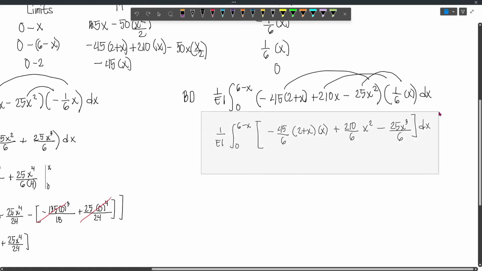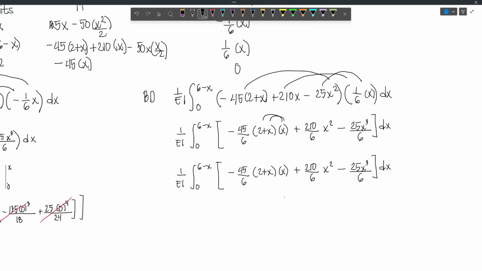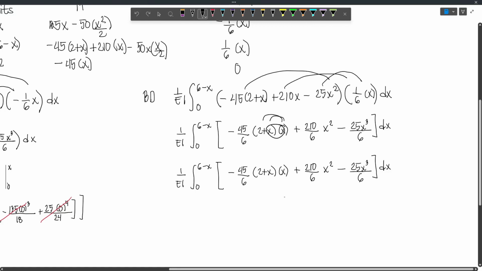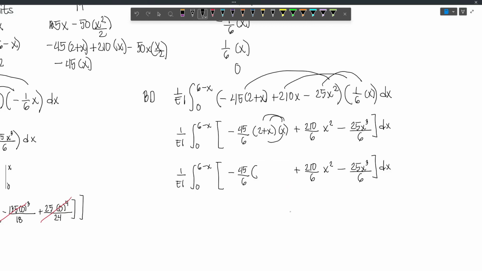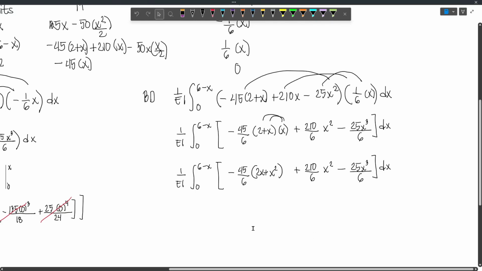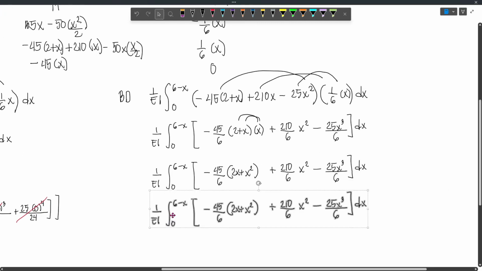Now, copy lang natin to. Let's distribute this. Magiging 2x plus x squared. Again, papalitan ko na lang to. 2x plus x squared. So, yan. And then, I will also distribute this one, para yung solution ko is magiging one-liner na lang. Hindi na mahirap i-integrate. So, copy lang natin to.